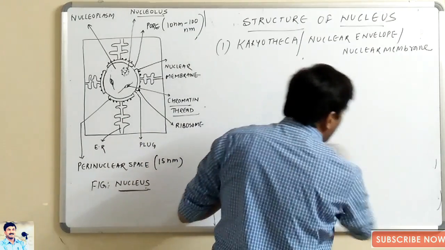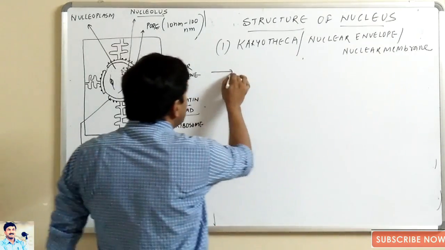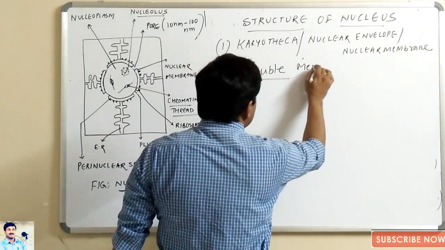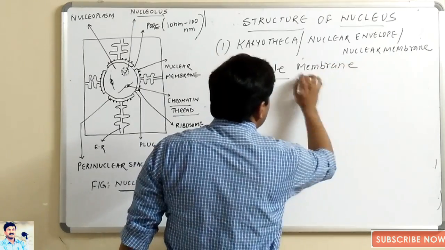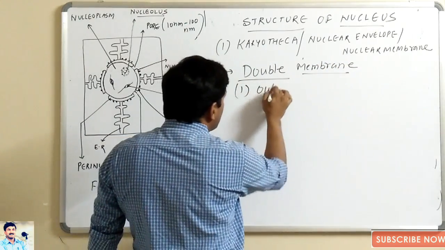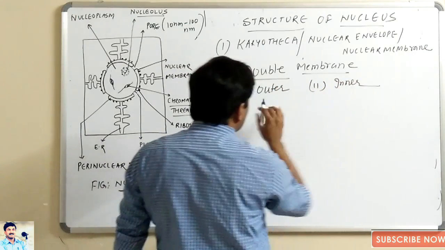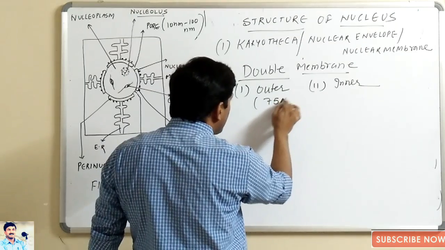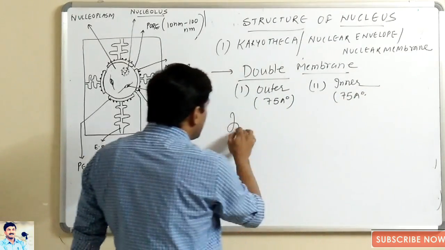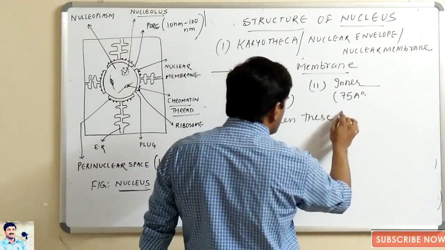Let's have a discussion on the first component of the nucleus, the karyotheca. Karyotheca is basically what? The nuclear membrane. Always remember that the nuclear membrane is a double membrane. It's not a single membrane. A nucleus is surrounded by 2 membranes. One is the outer one, and the second is the inner one. It is also 75 angstrom in thickness.